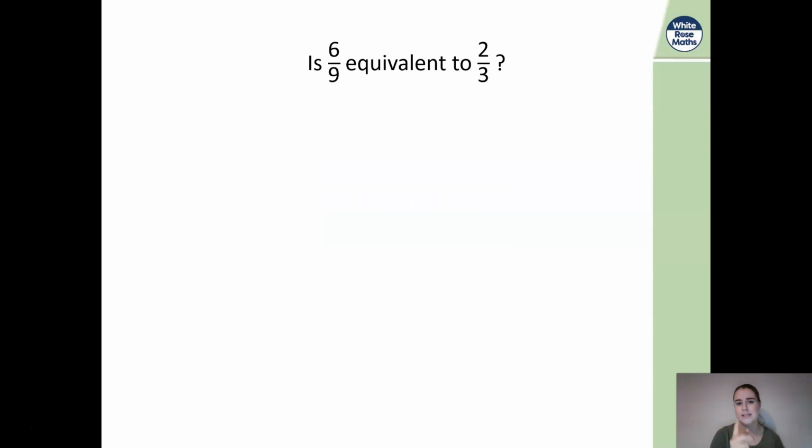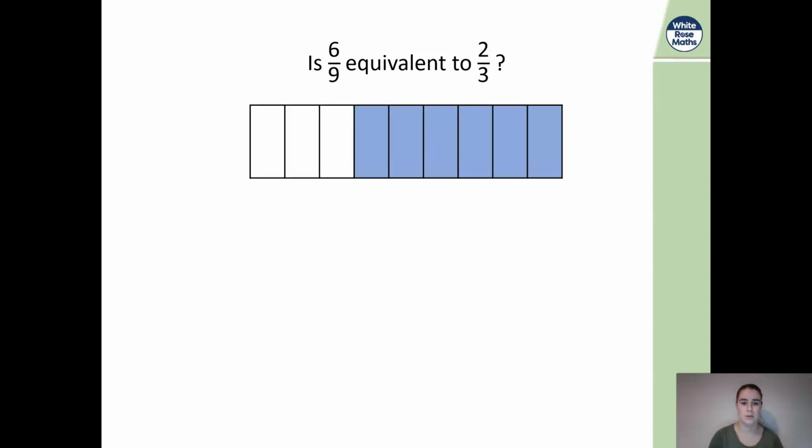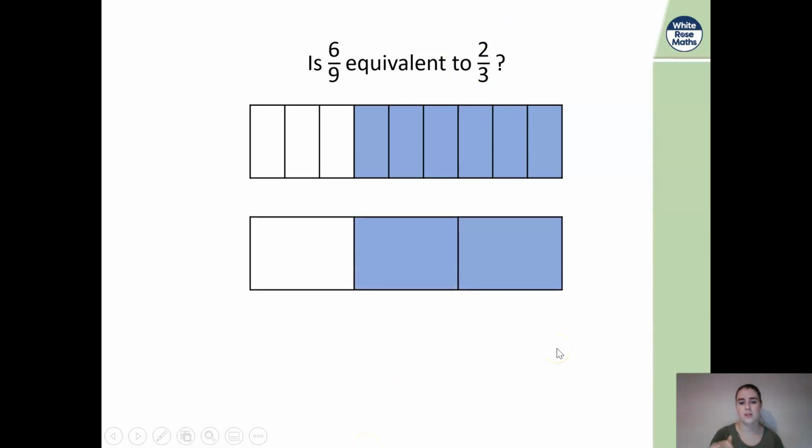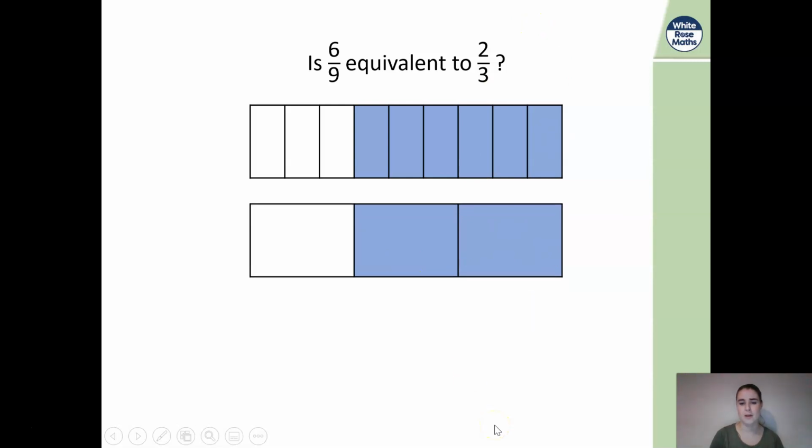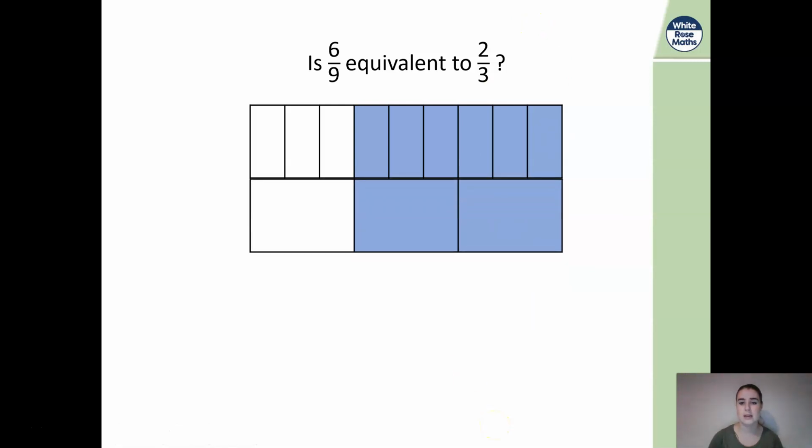So let's look at this one. Is 6/9 equivalent to 2/3? Well, let's have a look. Using our denominators, let's put these into our rectangles. Here I have 9 equal parts and I've shaded 6 of them, because my numerator tells me how many we're looking at. Here I'm going to do the same thing with 3. So I've got 3 equal parts and I've shaded in 2 of them. If I put these together, you can see that they are equal. Because let's think about it.